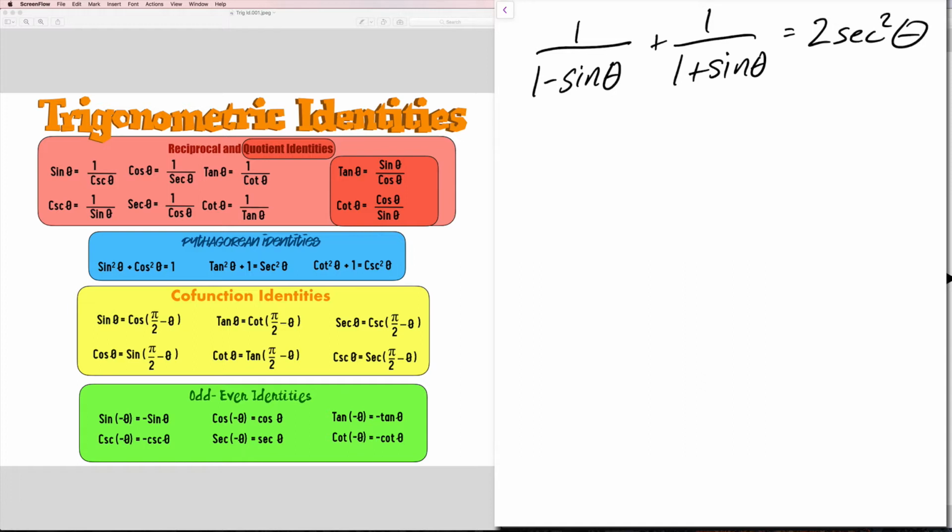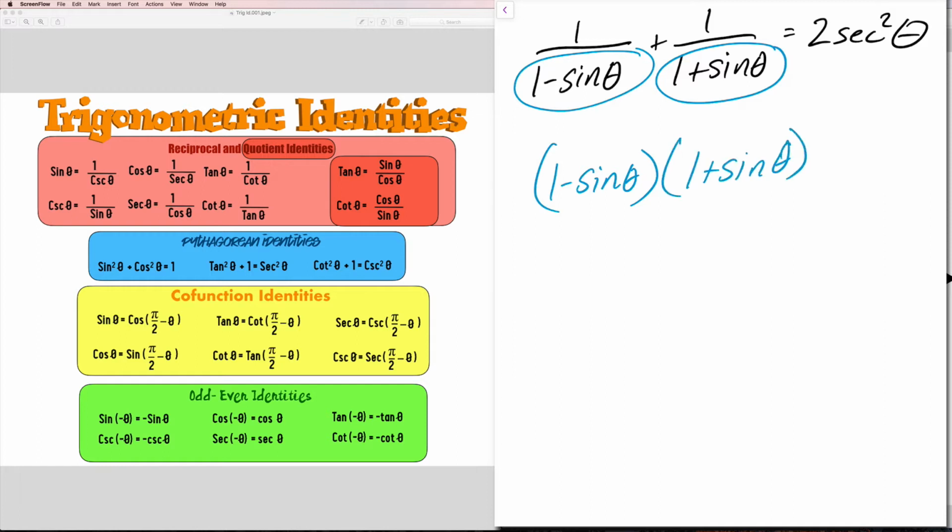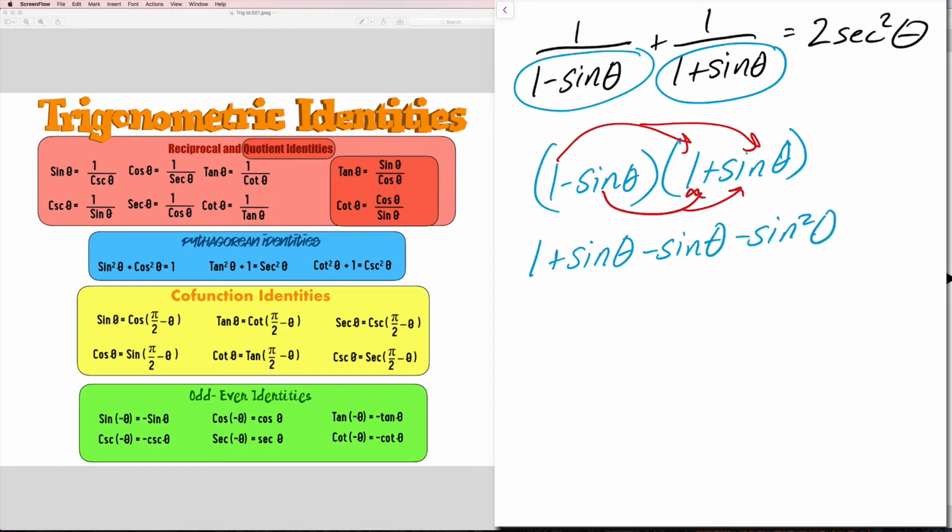Whenever I have fractions, I want to find a common denominator. So that's what I want to do here. I'm going to do some scratch work. I'm going to look at both of these denominators and multiply them out: sine theta times 1 plus sine theta. Foiling these out, let's see what I end up with. I end up with 1 plus sine theta, and then when I distribute this term, I end up with minus sine theta minus sine squared theta. These cancel out, and that leaves me with 1 minus sine squared theta.